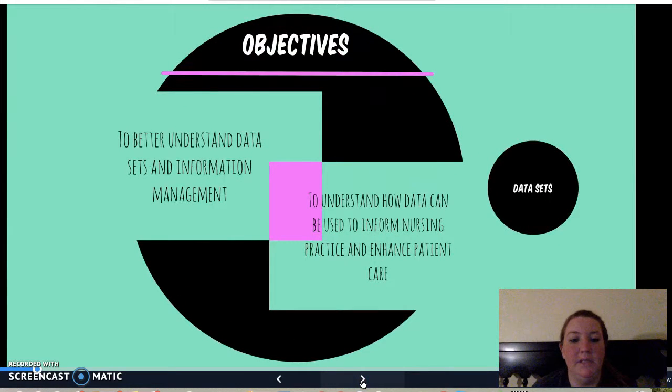So we're going to be talking about data sets and information management. The objectives of this are to better understand data sets and information management, and also to understand how data can be used to inform nursing practice and to enhance patient care. As we all know, everything that we do day in and day out is based on enhancing patient care and patient safety. So this is just going to be a quick 10 to 15 minute talk about how we can use data to really improve what we do every day, and what we should be looking for and where we can find this data.